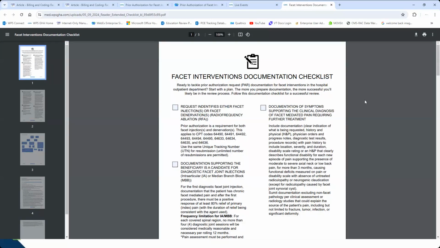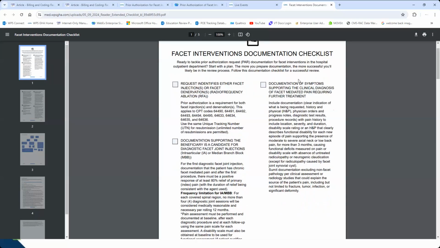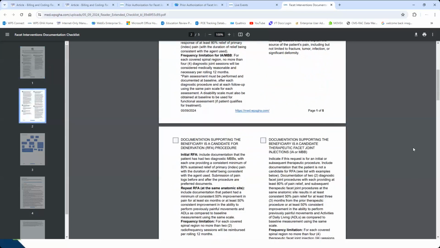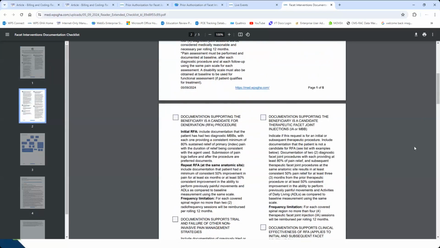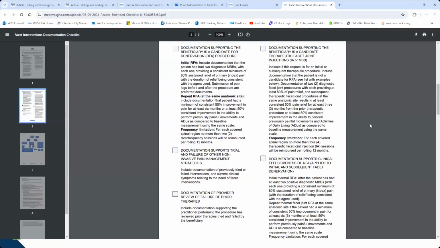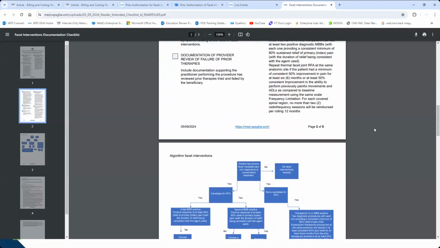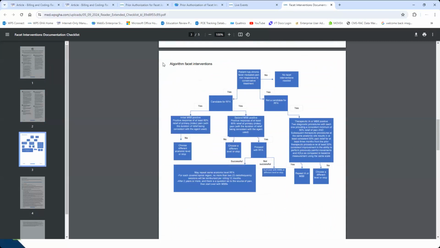And our CMDs, medical directors, as well as our medical review staff, they did an excellent job preparing this checklist for you to go through and show you what types of things that you need depending on the intervention that you're doing. And then as you scroll down to like slide or page 3, it goes through the algorithm of Facet interventions and what the usual outcomes are.